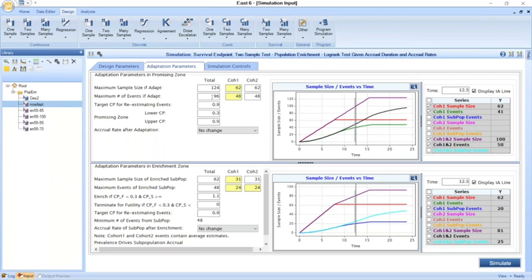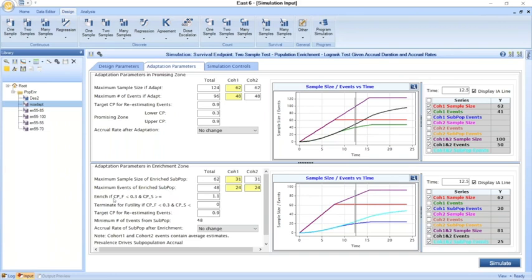I'm going to set my maximum number of events at 96, as they were originally, which means that pretty much these areas here, which we saw also on the SURVAdapt, will be ignored. So the promising zone, which is from 0.3 to 0.9, and the target CP for re-estimating the number of events, also are going to be ignored. And if we are not going to be performing any enrichment, the original number of subjects that we anticipated from the enrichment group, because we had a prevalence of about 50% from that group, is about 62, with approximately half of the 96 events coming from that population as well.